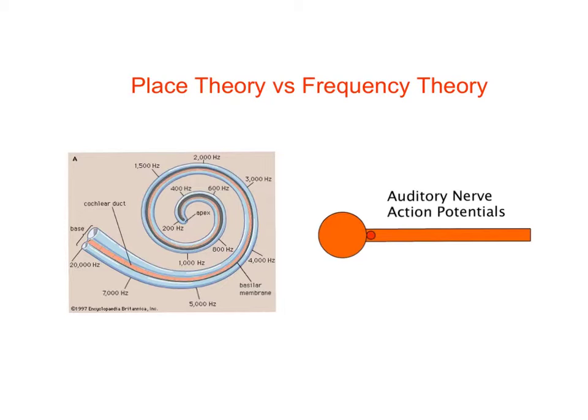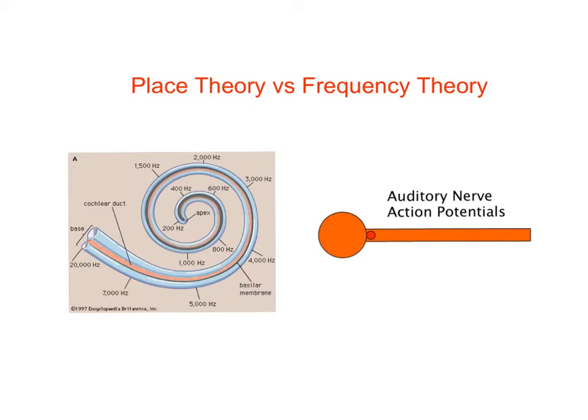The second theory, frequency theory, states that the rate of the impulses traveling up the auditory nerve match the frequency of the sound and thus allows us to determine pitch. For example, if it traveled this fast up the auditory nerve to the brain, it would be one pitch, as opposed to if it traveled this fast up the auditory nerve.